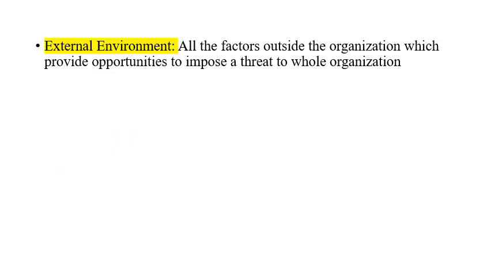The next aspect is in terms of external environment. What is this external environment? The external environment is all the factors outside the organization which provide opportunities or impose a threat to the whole organization. The internal factors are like strengths and weaknesses, whereas external factors are like opportunities and threats. Instead of using the word threat, we can use the word challenges. We might have understood the SWOT analysis.